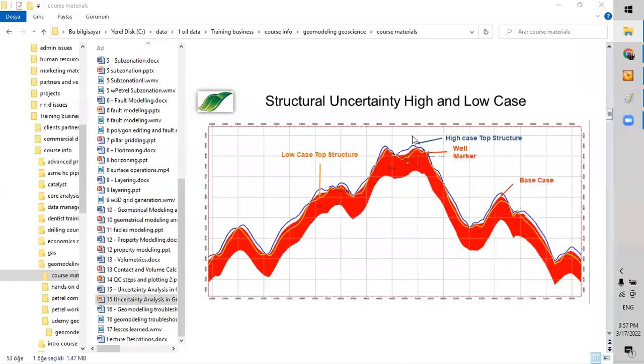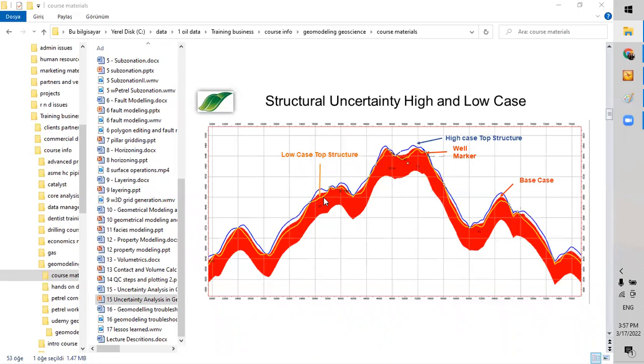It is high case, low case, and the base case. It defines the yellow line as the low case. Why? If the structure is the lowest it would possibly be, deeper. When the structure is deeper, which parameter, which data do we get less value of? That's why it's the low case.